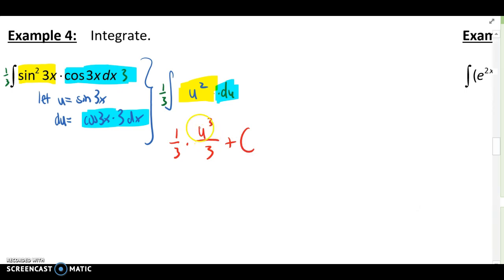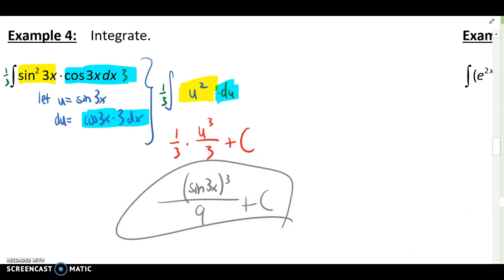To finish it off, we have to plug what u is equal to. So it's the sine of 3x cubed, or you could put the cube between the sine and 3x. I just like it this way better. And then 1/3 times this over 3. You could leave it like 1/3 times that over 3, or combine them to make it 9, plus our constant.